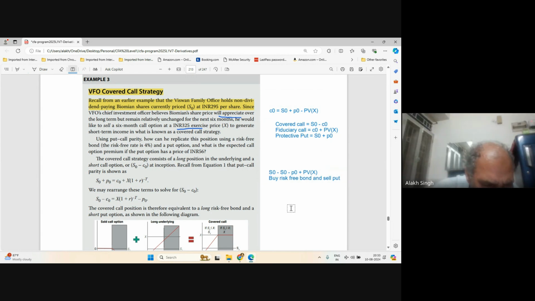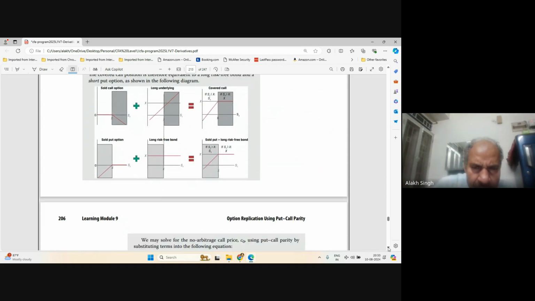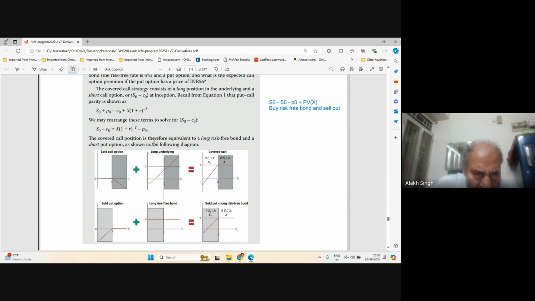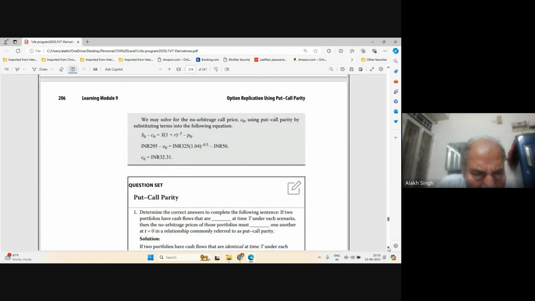Okay, so let's see what is the answer. Here it is. The answer is here itself. The covered call position is therefore equivalent to a long risk-free bond and a short put position. Yes, that is what we got, long risk-free bond and a short put position. Now, we may solve for no arbitrage call price.